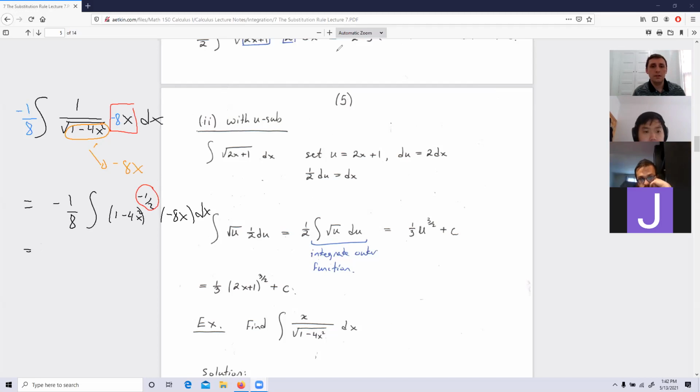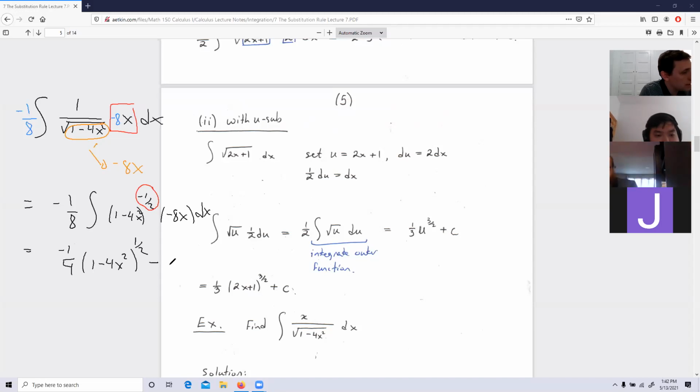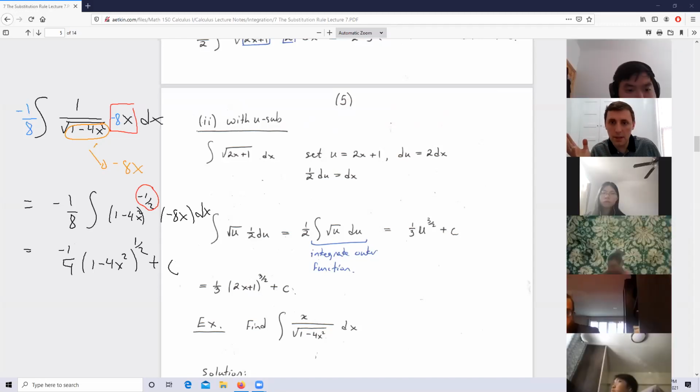Yes? And so what's the answer? The answer is 1 minus 4x squared to the power of 1/2. And to bring it down, it has to be a 2 here. 2 over 1 over 8, it's -1/4 plus c. And I'm done. It wasn't difficult. Yes, guys, you see, and I was explaining this. You could do that in a second.